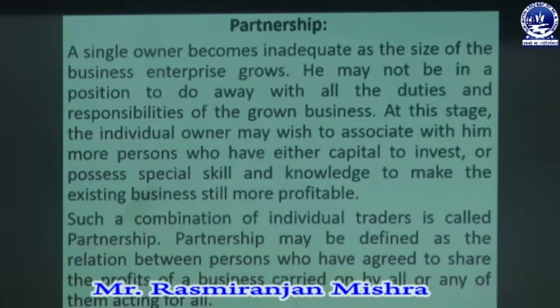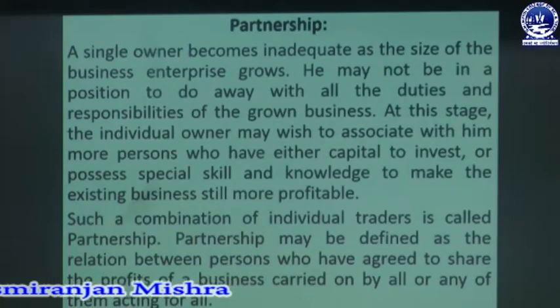Then the second form of organization is called the partnership form of organization. A single owner becomes inadequate as the size of the business enterprise grows, because he may not be in a position to handle all the duties and responsibilities for growing the business activity. So when the business wants to grow, with various types of duties as well as responsibilities, in that case one person is not sufficient to control all the activities.